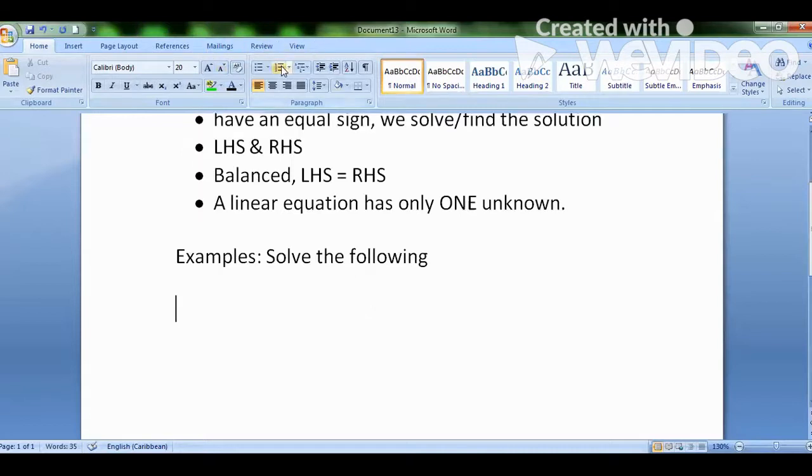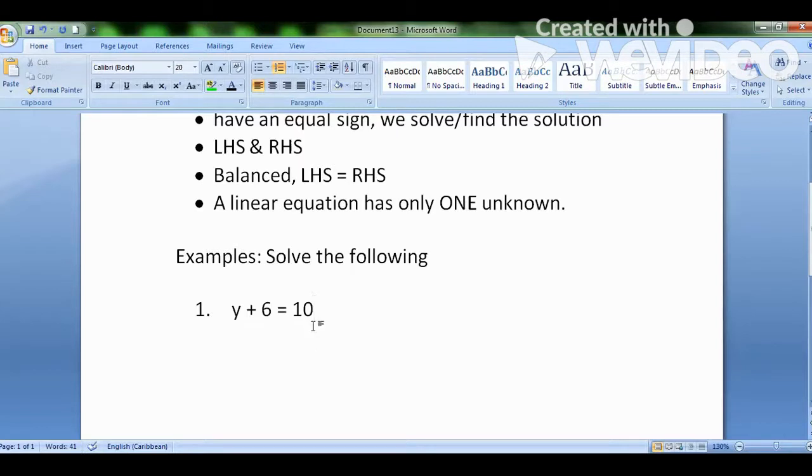Let me just start and I'll tell you what I'm talking about. Suppose you have y plus 6 equal 10. What is y equal to? Obviously it is 4. That's true. 4 plus 6 is equal to 10.